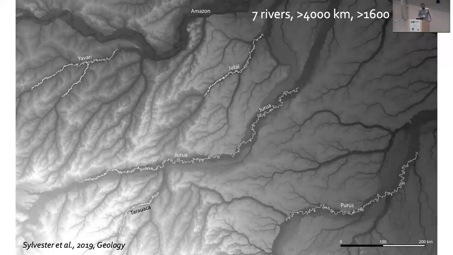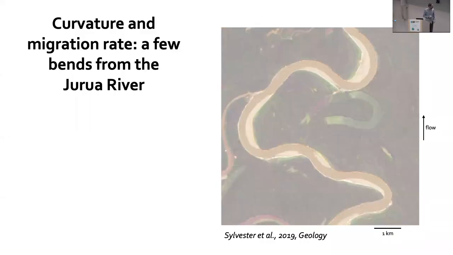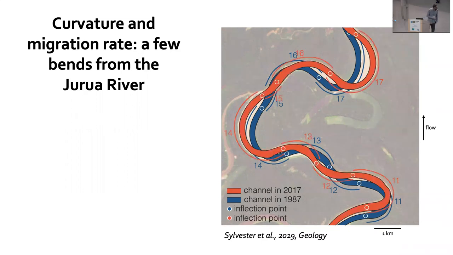So we apply this to seven rivers in the Amazon basin. These rivers are relatively untouched by humans, so you can see really well the kinematics, and they move fast enough to see it in 30 years. If I zoom in on this small rectangle here, this is what we see. Here is the channel in 1987, and I highlighted the different bends going from inflection point to inflection point. Then I plot the channel in 2017, again inflection point to inflection point. It is extremely tempting to say bend 11 migrates to bend 11.